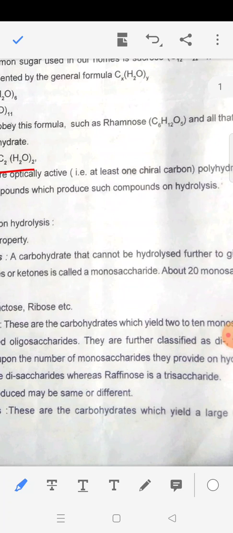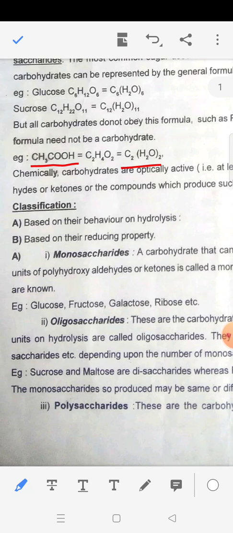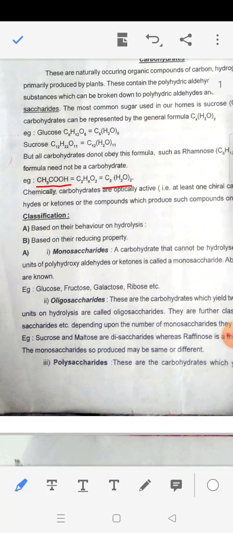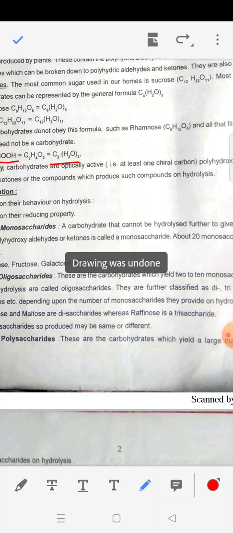You can see it's written: a carbohydrate that cannot be hydrolyzed further to give simple units of polyhydroxyaldehydes or ketones is called a monosaccharide. We have a lot of examples: glucose, fructose, galactose, ribose. These are all monosaccharides. Then what are oligosaccharides? These are a collection of various carbohydrates. Those carbohydrates which upon hydrolysis give you 2 to 10 monosaccharide units are called oligosaccharides.